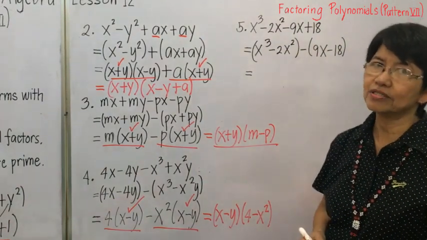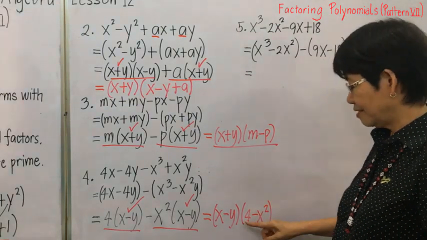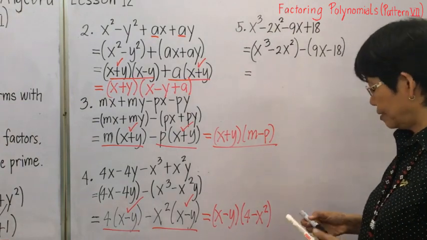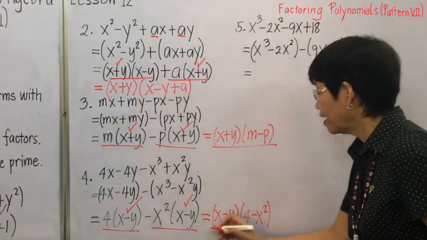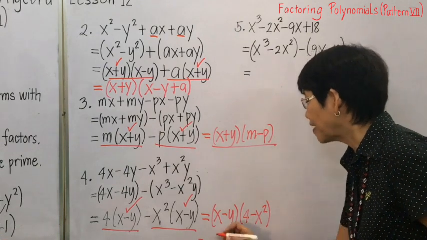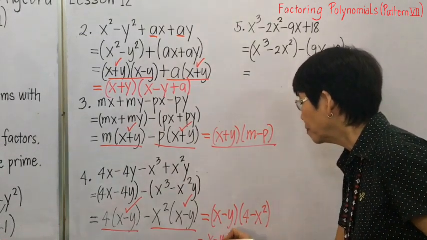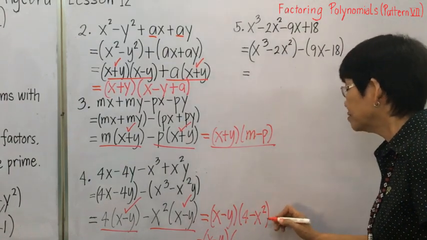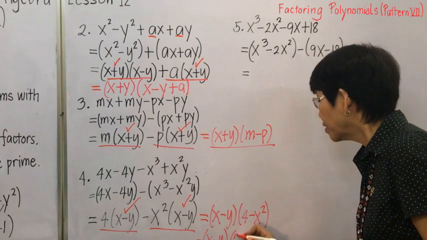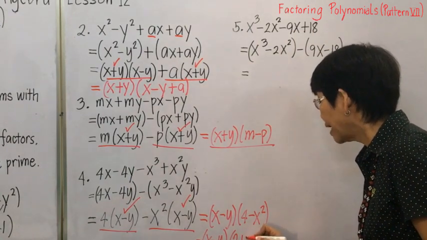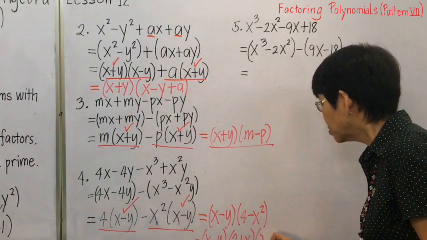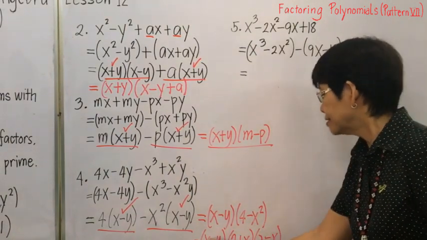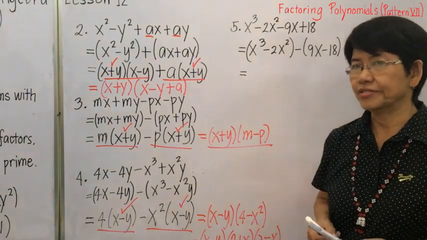But the next factor is still factorable because this is difference of two perfect squares. So we can factor once again, copying the first factor, x minus y, and we have the difference of two squares. So we have 2 plus x, 2 minus x, and this is our final answer.